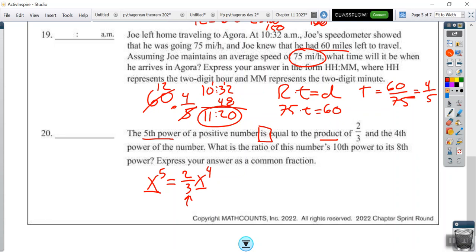So we have a ratio. Ratio means a fraction. So we have the 10th power, so that is x to the 10th, I know it's 2/3 to the 10th, over x to the 8th. Well, the rules of exponents say I need to subtract the exponents, so really we get x squared. Okay, so now I can take 2/3 and square it, and I get 4/9. And, oh, look at that, winner, winner, chicken dinner. All right, so there you go.